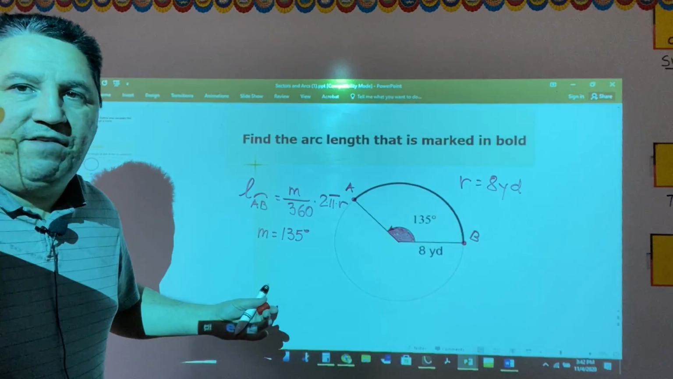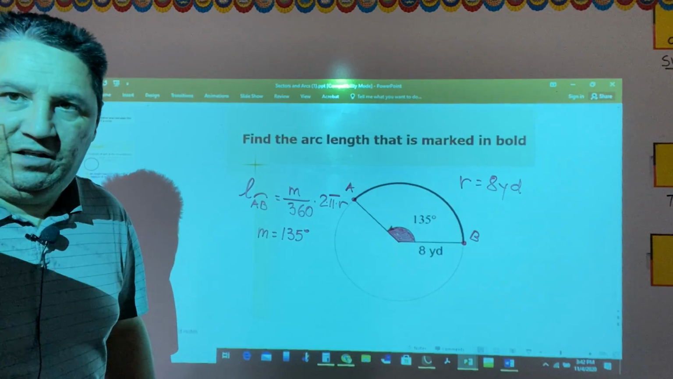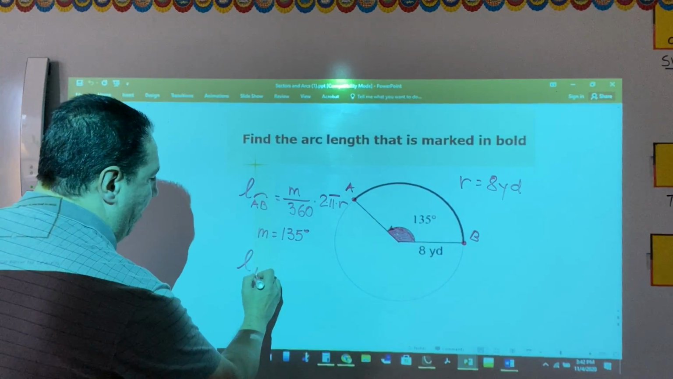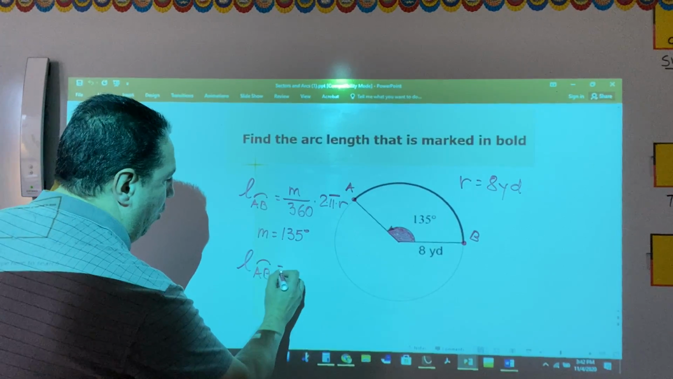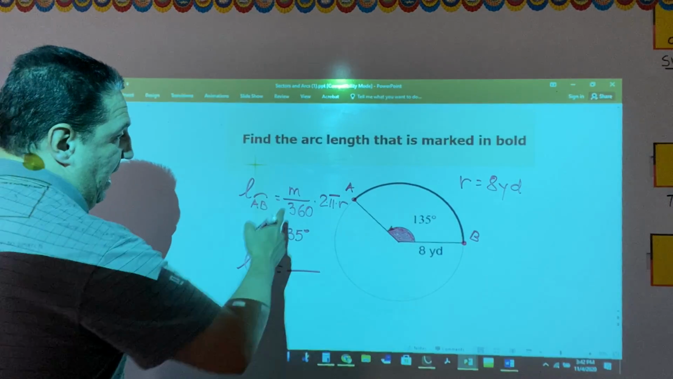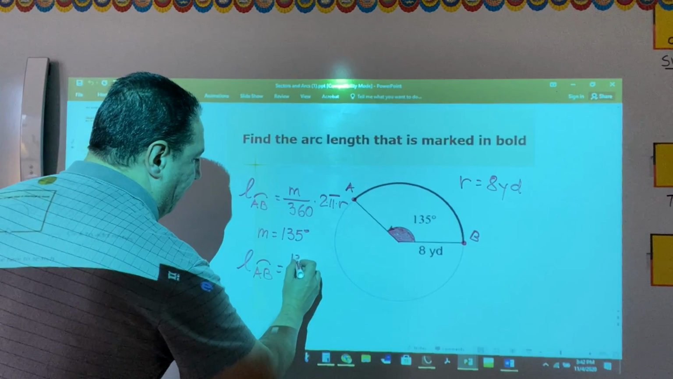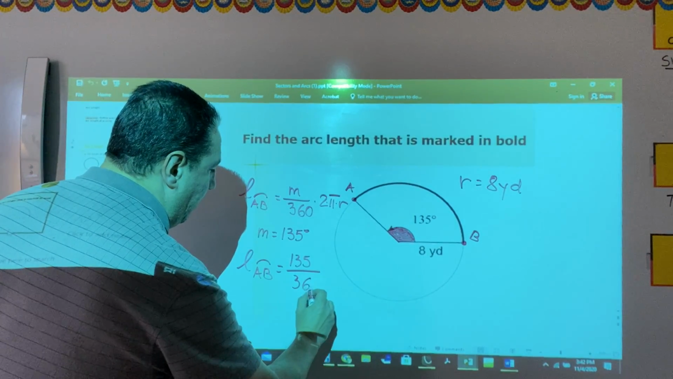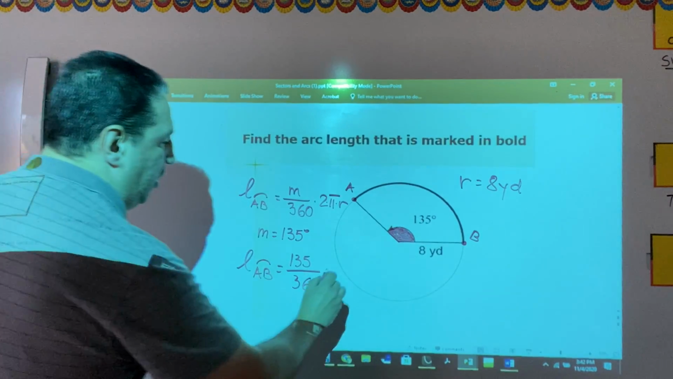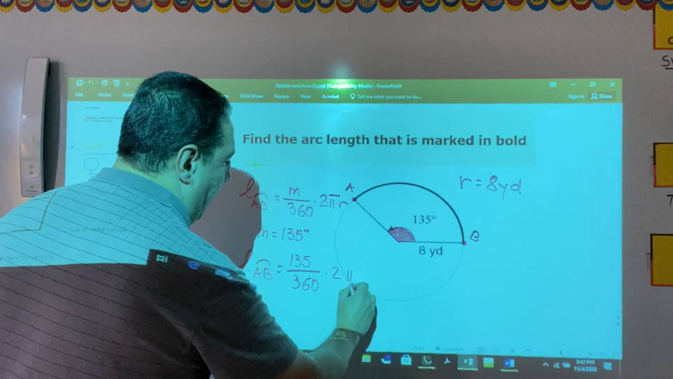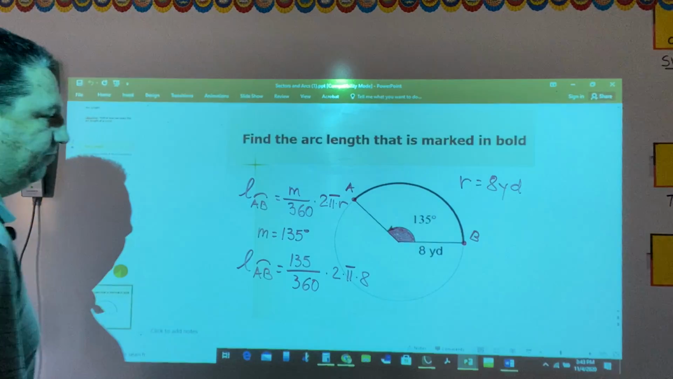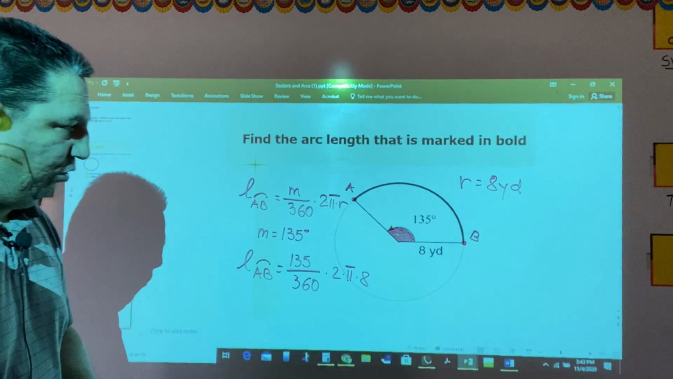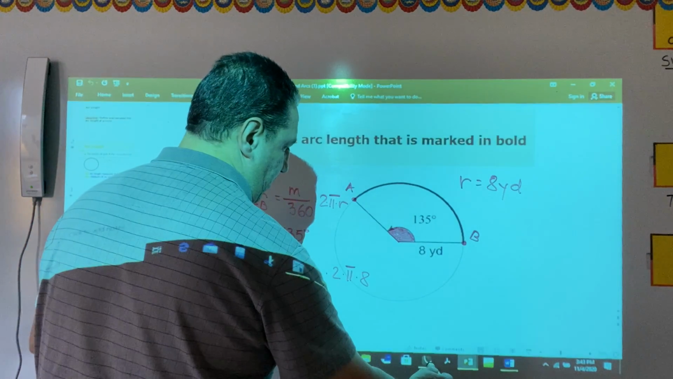So, we have everything we need to find the length of arc AB. So, length of arc AB would be m is 135 over 360 times 2 times pi times 8. Good. We can use a calculator. Let's use the calculator.